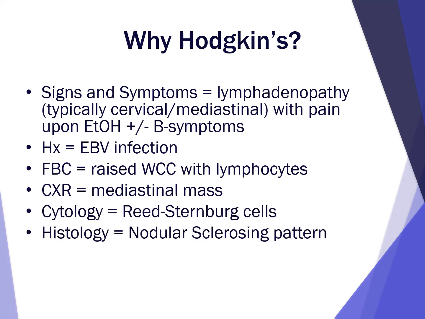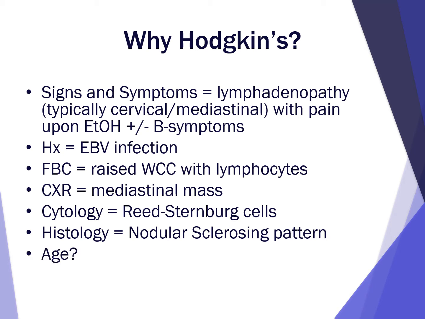If we then consider his cytology and histology, he had those abnormal binucleated cells which are called Reed-Sternberg cells. Now these are characteristic of Hodgkin's lymphoma, but it's also important to note that they can occur in some other conditions. And in terms of the structure of his lymph node, it had that nodular sclerosing pattern, which is the most common form of Hodgkin's lymphoma.